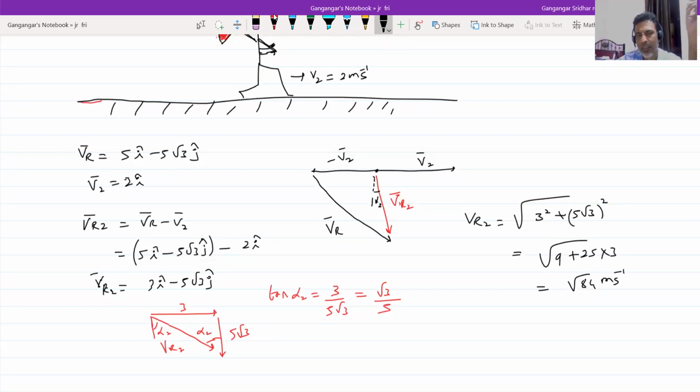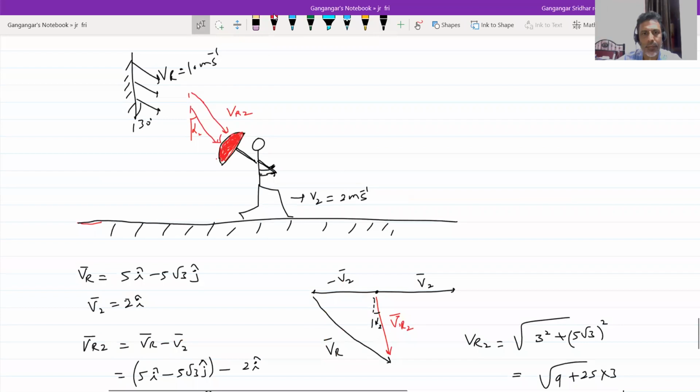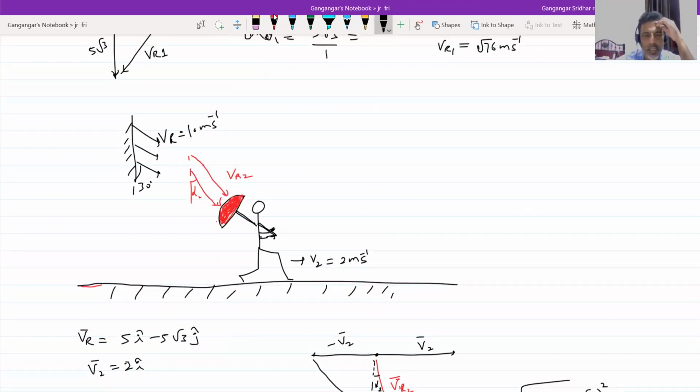Compare the previous case. In the previous case, he was holding the umbrella in one direction, no? So it all depends upon the speed of the man. It all depends upon the speed of the man. So here you will make an angle alpha 2. The angle alpha 2 will come like this.